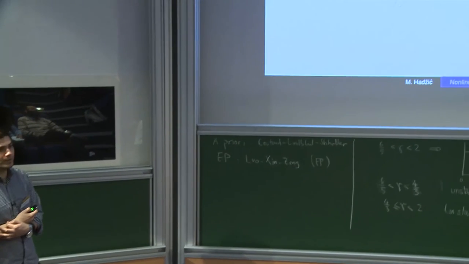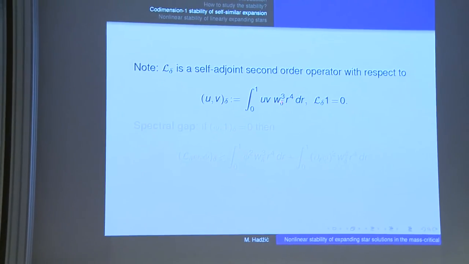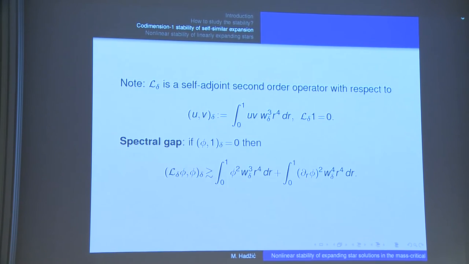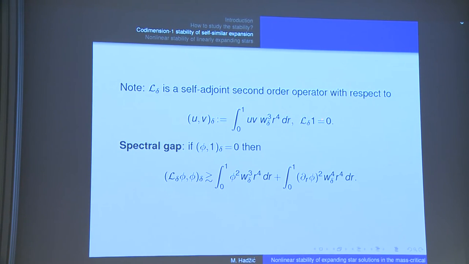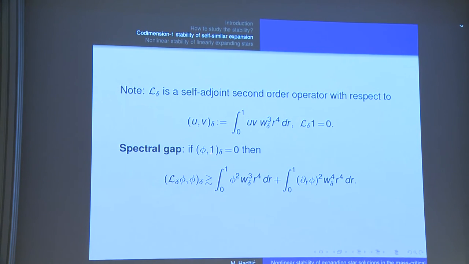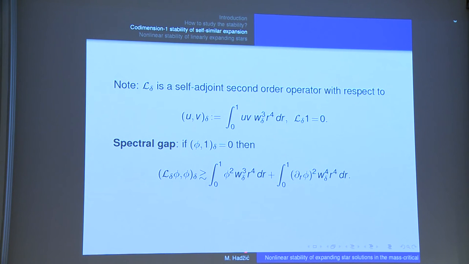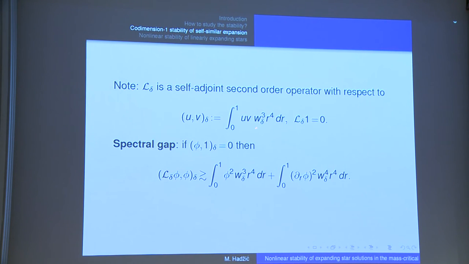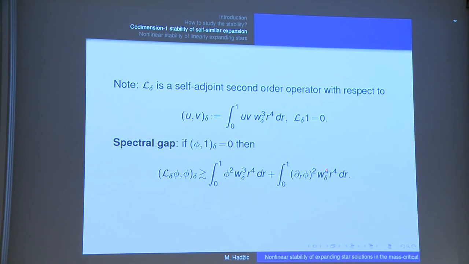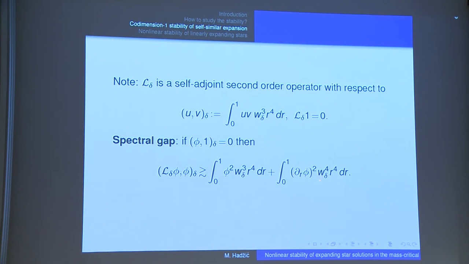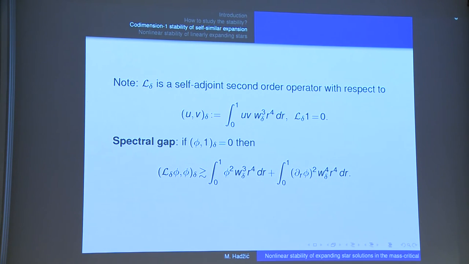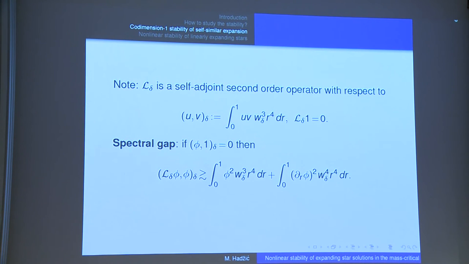L delta is a self-adjoint operator with respect to this weight. Remember, this vanishes at 1, this vanishes at 0. Spectral gap: 1 is in the null space of this operator. So if you're orthogonal to the null space, you're good. You have a coercivity of this operator. This per se is obvious. What I do want you to pay attention to is that this first term is just the L2 norm in the corresponding weighted space. If you want to control the first derivative, you have to raise the level of degeneracy in the weight W delta. So every derivative gets worse. Correct. So this is a critical observation.